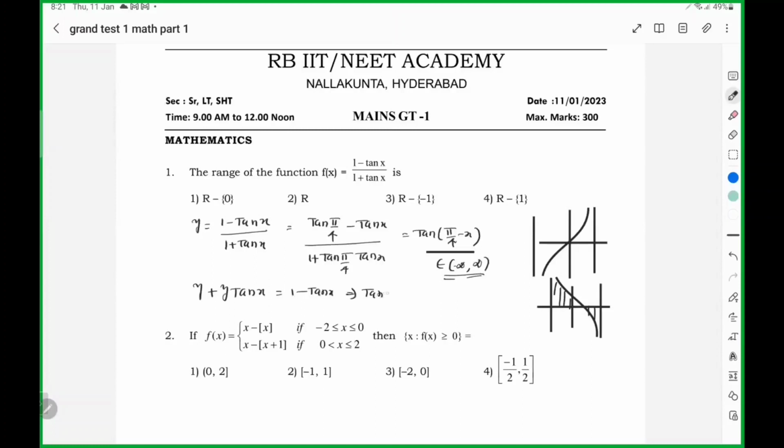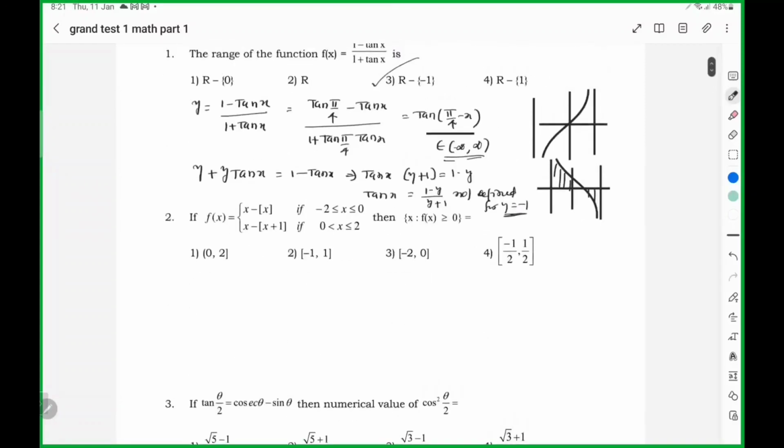Tan x here is not defined, for y equal to minus 1. So the range is all real numbers except minus 1.